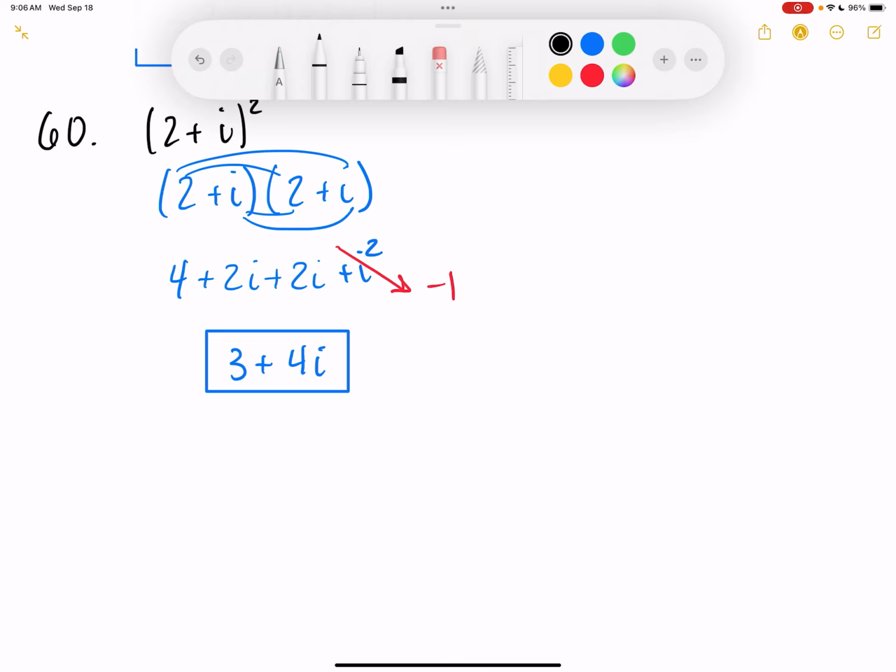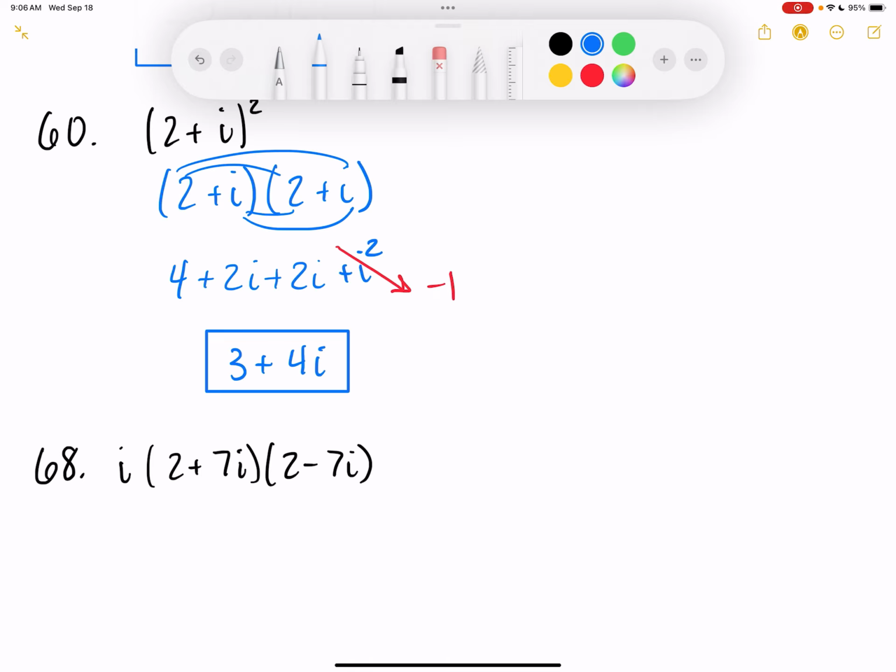Problem 68: i times (2 plus 7i) times (2 minus 7i). Ignoring the i in the front, do you recognize what special type this is? It's a difference of squares. These are also obviously complex conjugates since it's a difference of squares. So when I do this, it's just the first term squared minus the second term squared.